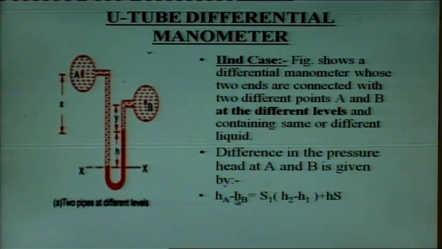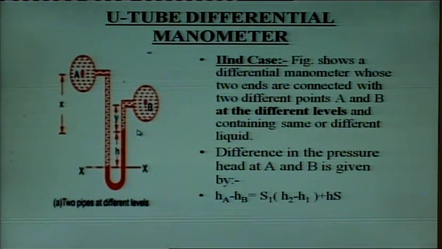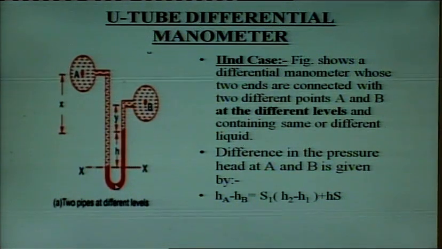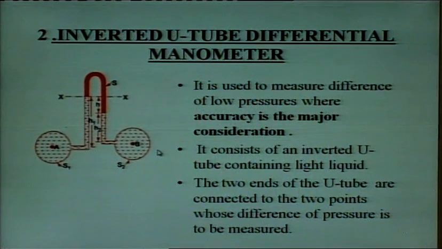This is the equation. This is head A minus head B, which is equal to S1 times bracket H2 minus H1. So this is H2 minus H1 and this is the head H. This is for the specific gravity of the liquid which we are going to utilize here.